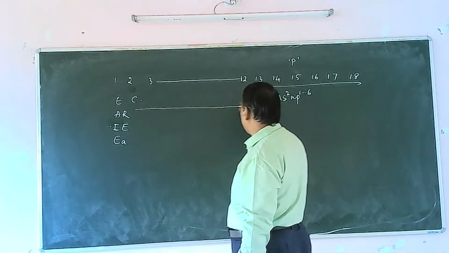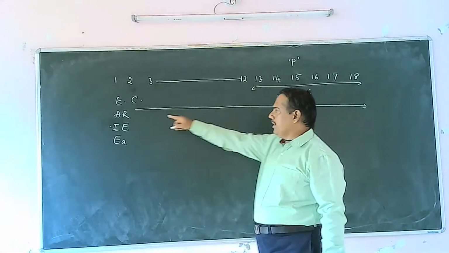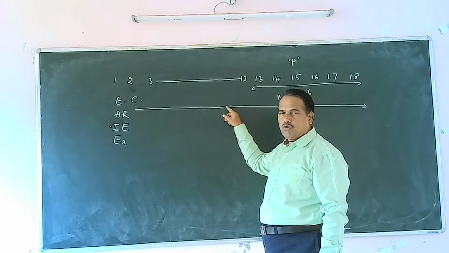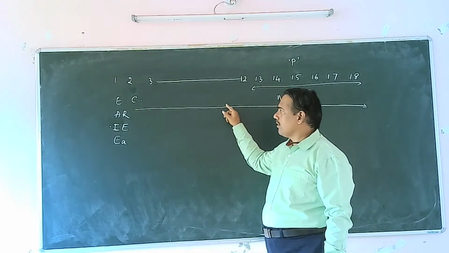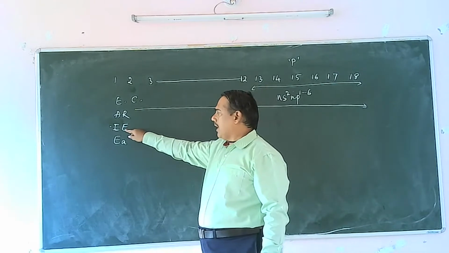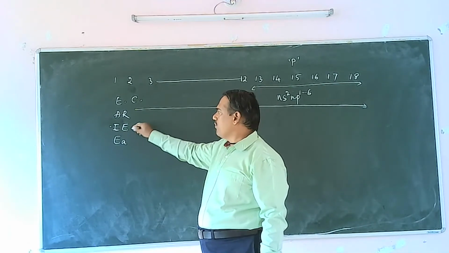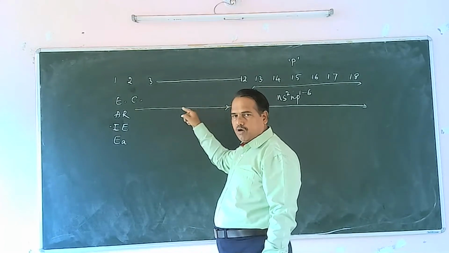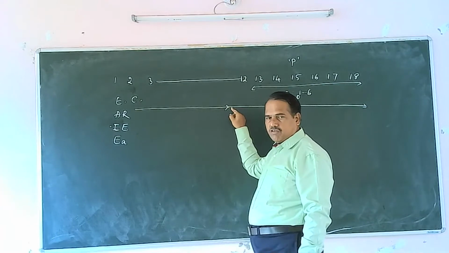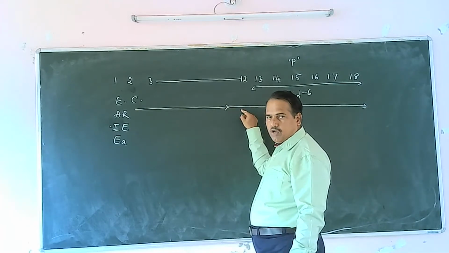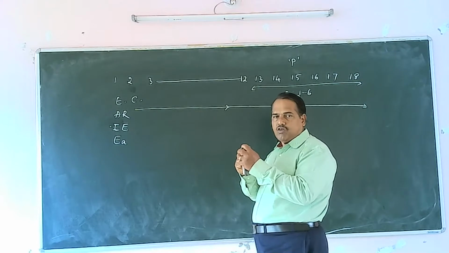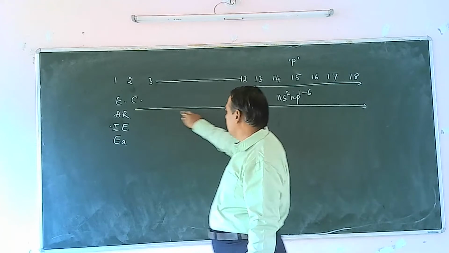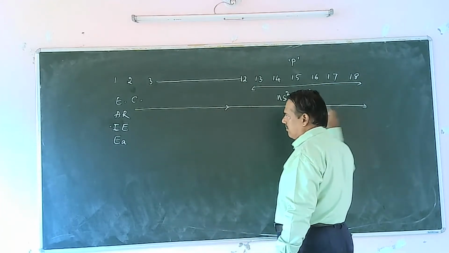See, along the period, atomic radius decreases due to increase in nuclear charge. Ionization enthalpy also increases along the period, because nuclear charge increases, size decreases, so electrons are tightly held towards the nucleus. So ionization enthalpy along the period increases.